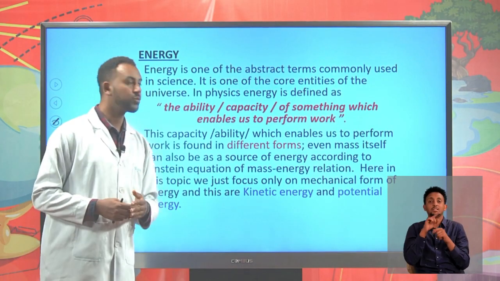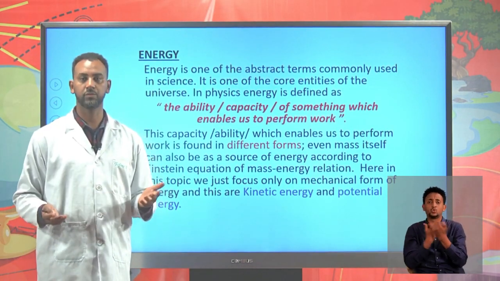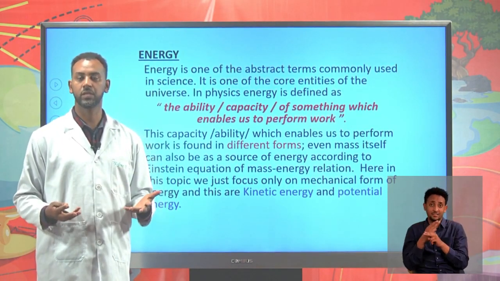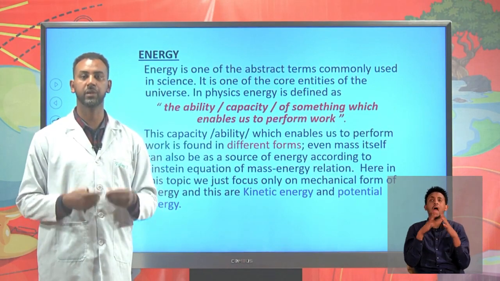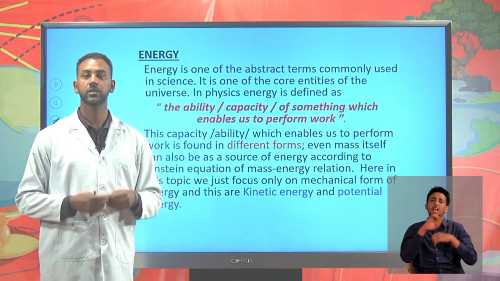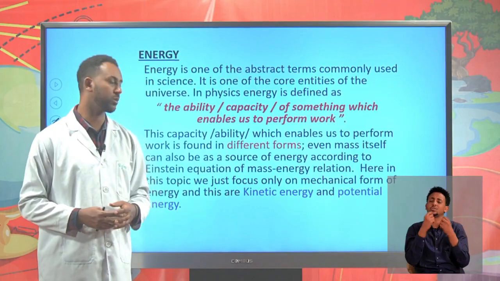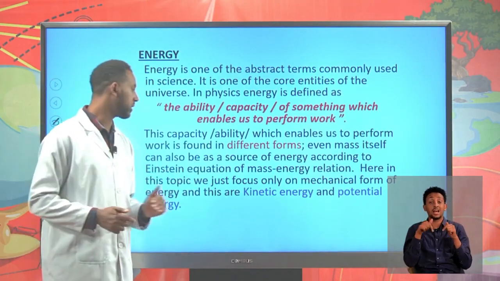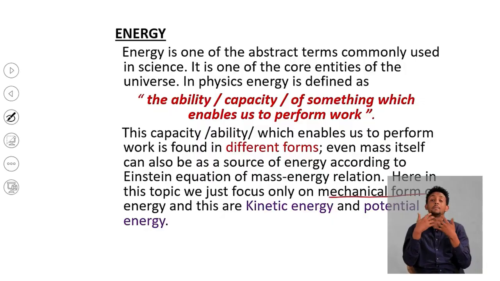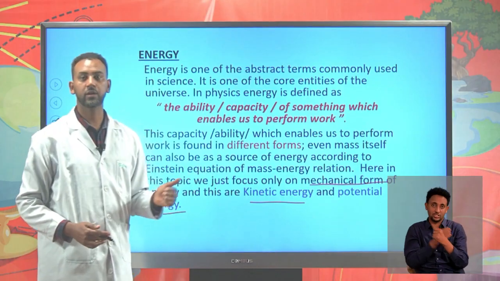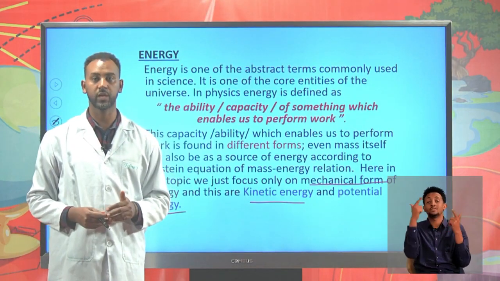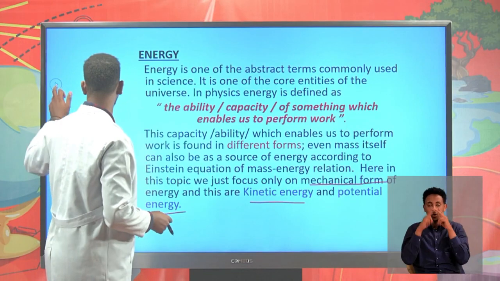There are different forms of energy in the universe. Sound is energy, light is energy, chemical energy, electrical energy, nuclear energy, and so on. We have different forms, but we mainly focus here on mechanical forms of energy. The two types of mechanical energy are kinetic energy and potential energy, so we are mainly focused on these two types.